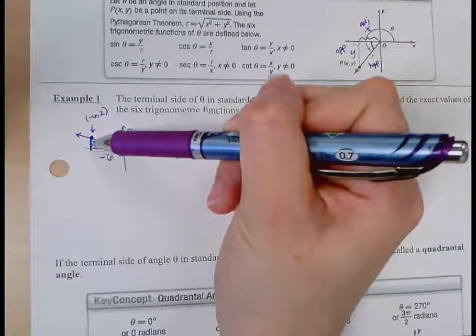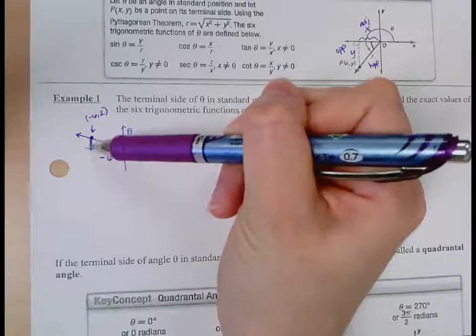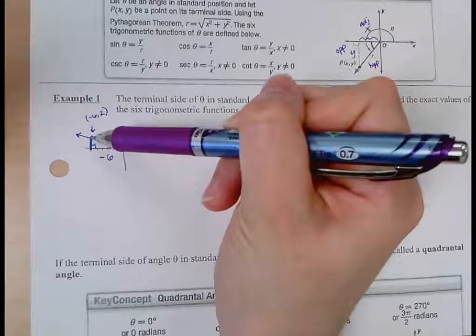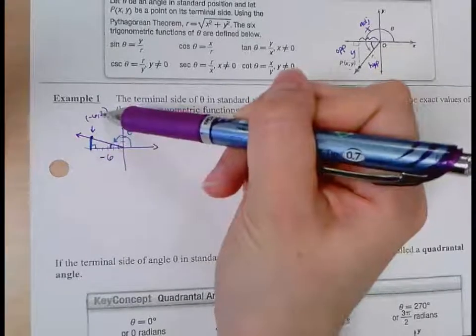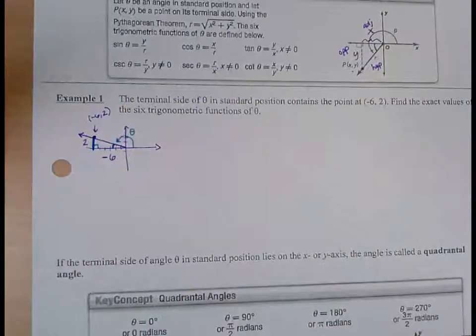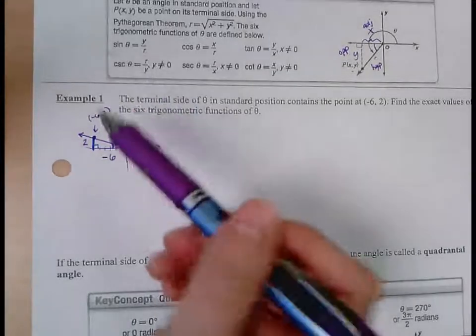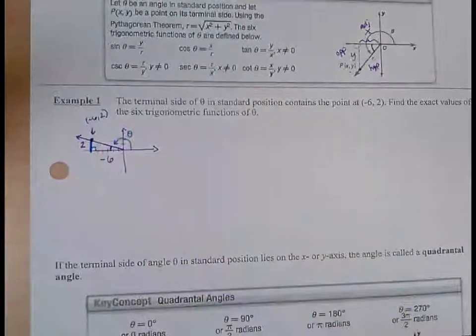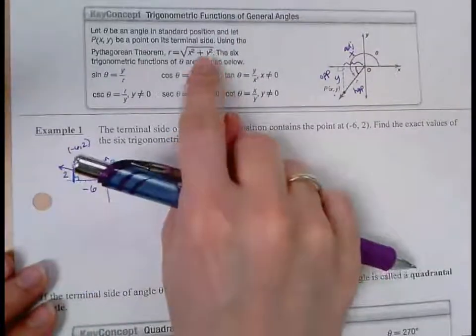And then this side here is the distance from the x-axis up to my point. That would be the distance of the y-coordinate, which was positive 2. So I'll put a positive 2 there because I was going up, so keeping that positive. And then before I find the values of the 6 trig functions, I need to find what the length of the hypotenuse would be. Okay, so again, I know they're giving you this formula here.